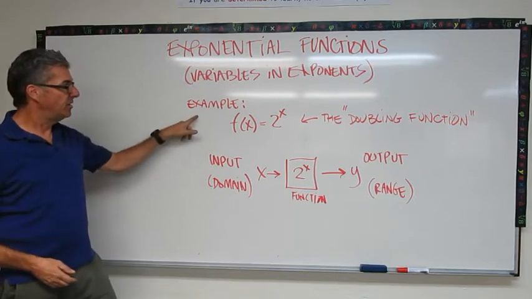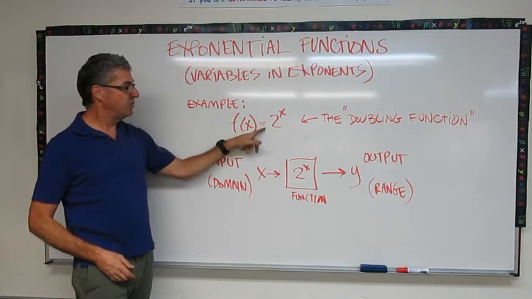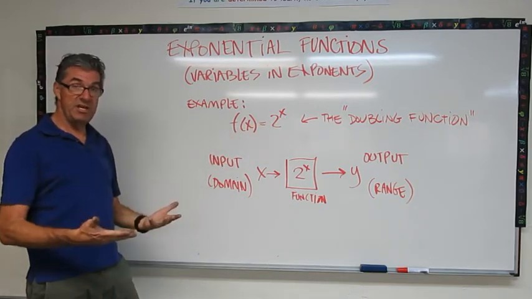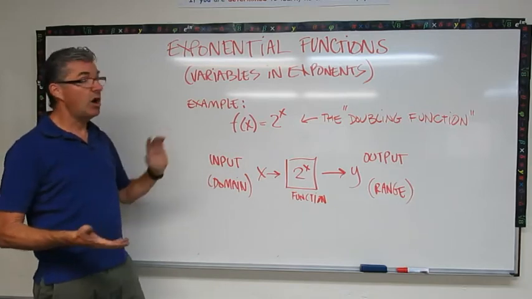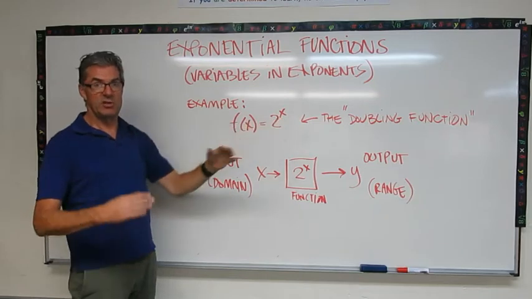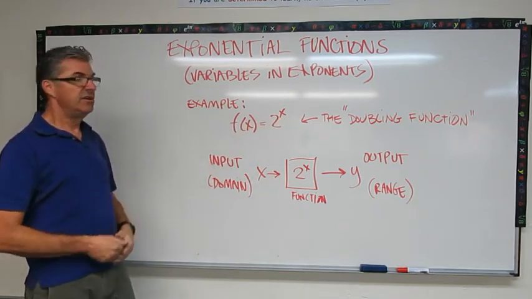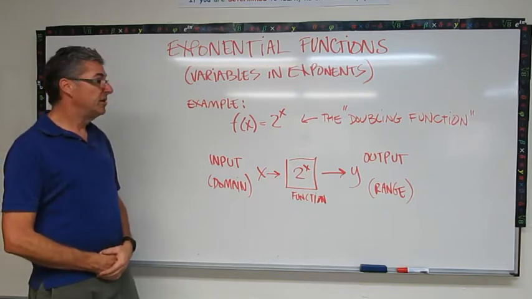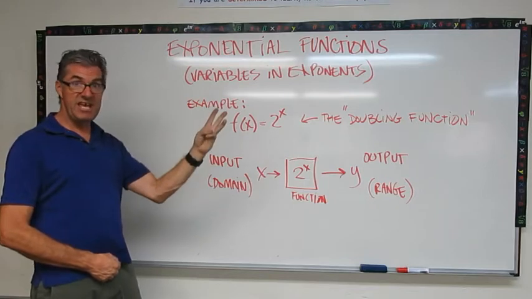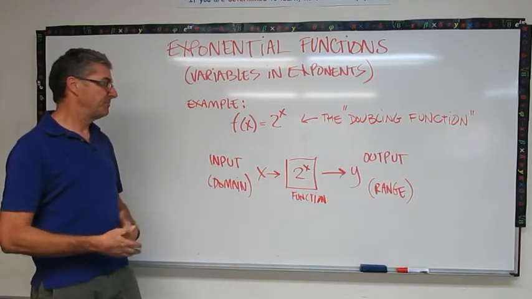So here's an example. F of x, remember this is our function notation, f of x equals 2 to the x. So 2 to the 2, 2 to the 3, 2 to the 4. This is called the doubling function because each time you increase the x, you're going to double the last result again and again and again. So let's say x is 4. 2 to the 4 is 2, times 2 is 4, times 2 again is 8, times 2 again is 16. So that's an exponential function.